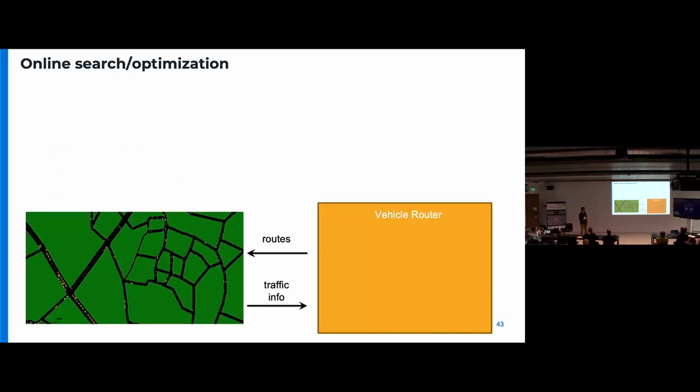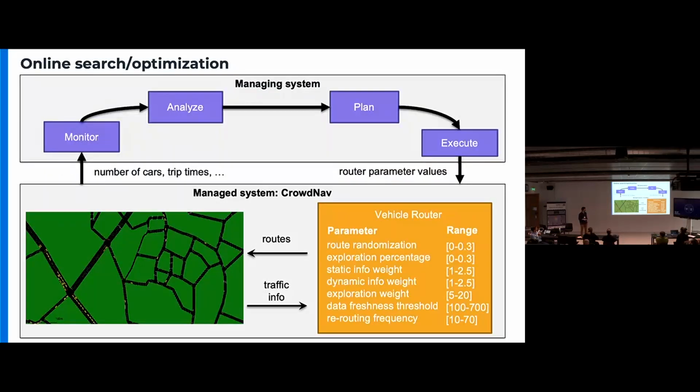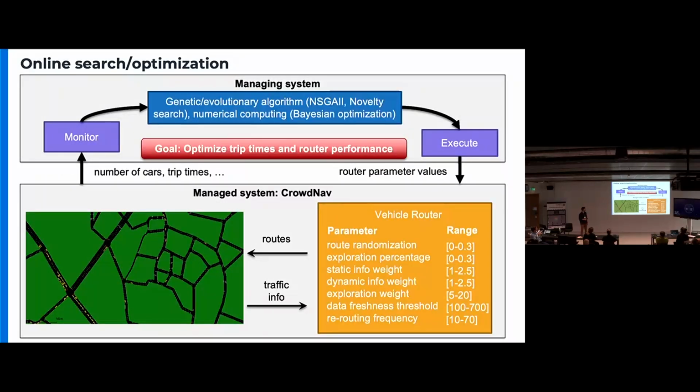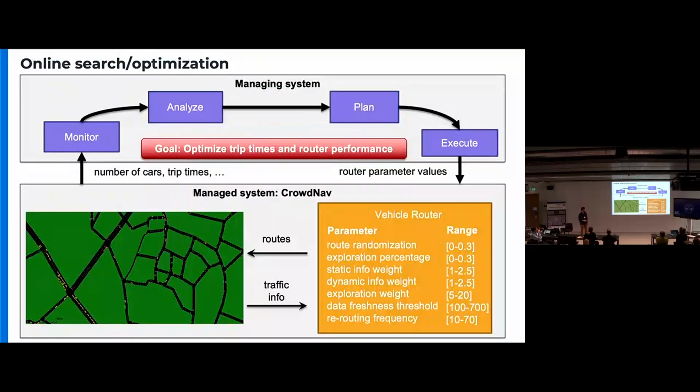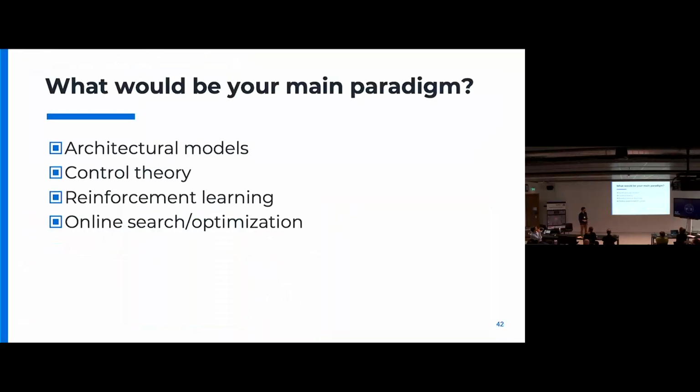I will skip this one. I wanted to explain how we can cast the problem to online search. Basically, I have done this work where we use evolutionary algorithms to do decision making at runtime. All the others I think I talked about, apart from this one.